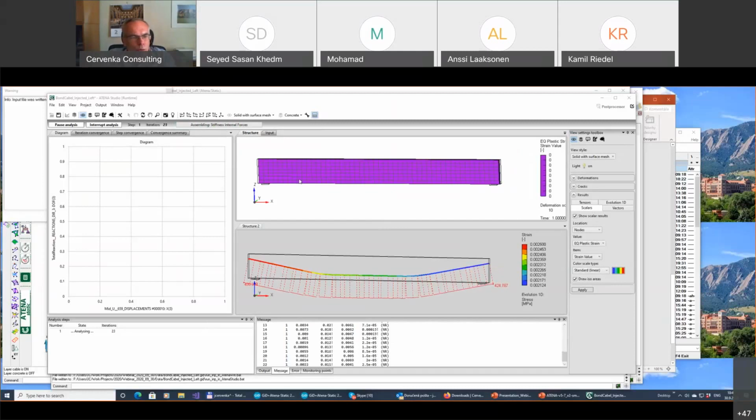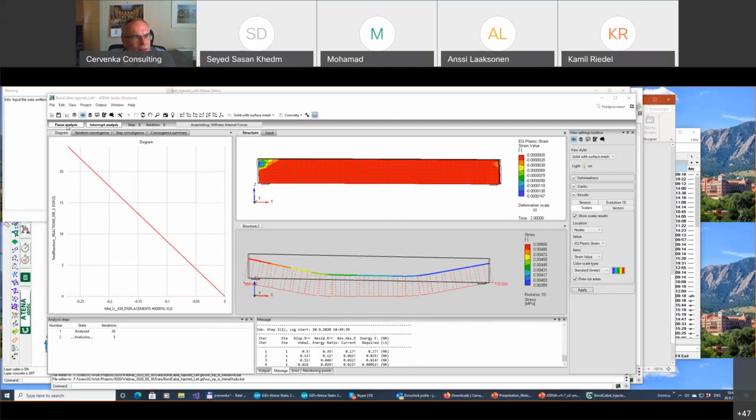So right now we are in this process of pre-stressing. Let me pause the analysis. You can see that we are applying the pre-stressing on this left end. The right end is fixed. And because of the pre-stressing losses, we see a degradation, or reduction, I'm sorry, of the stress in the reinforcement.